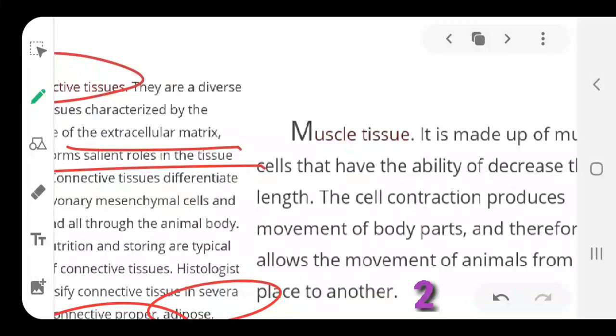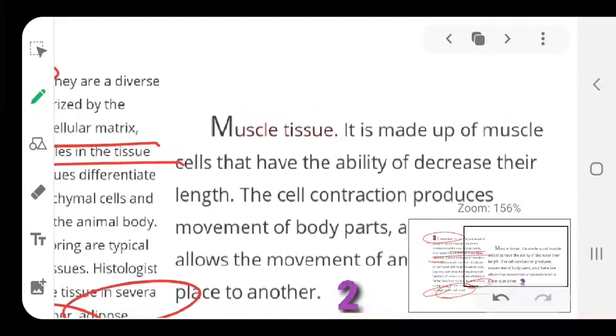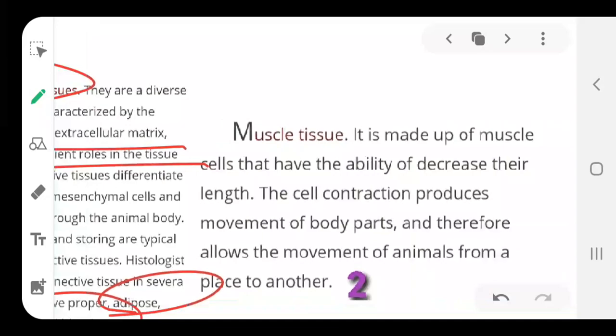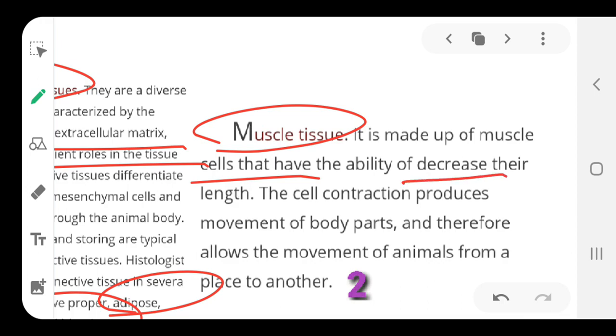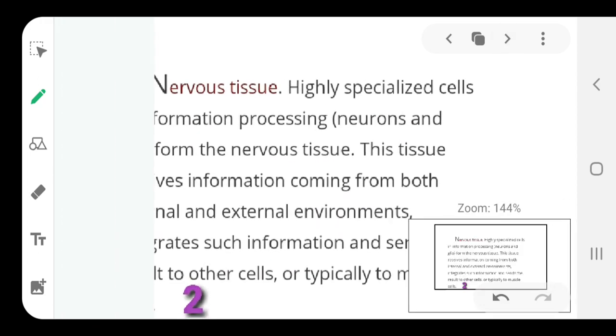Then comes your muscles and muscular tissue. You can see this muscle tissue is made up of muscle cells, and they have the ability to decrease their length and hence they expand and contract. As a result, we can move our body parts. So, this was the muscular tissue.